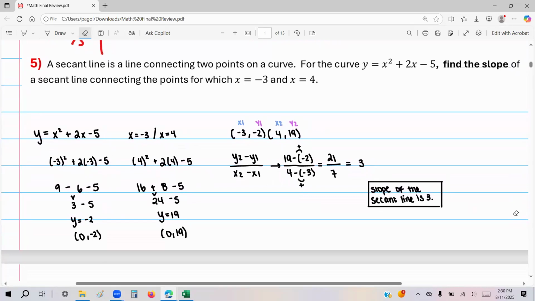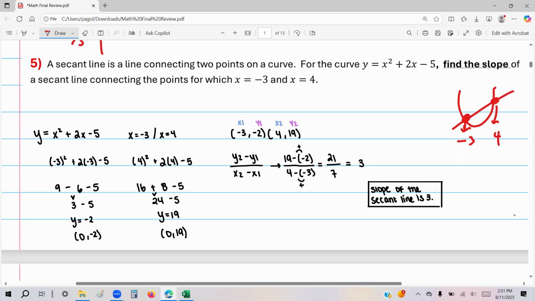Yeah, it says the second line is a line that connects 2 points in a curve. For this curve, x squared plus 2x minus 5, basically it's a parabola. They gave you a parabola and they gave you 2 points. One is here, one is there. Here the x value is -3. Here the x value is 4.